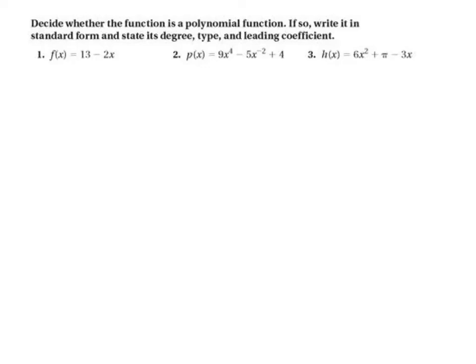Decide whether the function is a polynomial function. If so, write it in standard form and state its degree, type, and leading coefficient. Okay. So, in order to be a polynomial function, it has to have a degree that is an integer greater than or equal to 0. So, is this a polynomial function? Yes. To write it in standard form, you have to write highest degree to lowest.